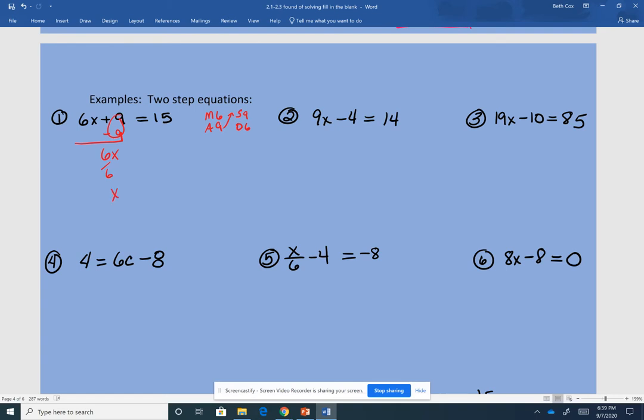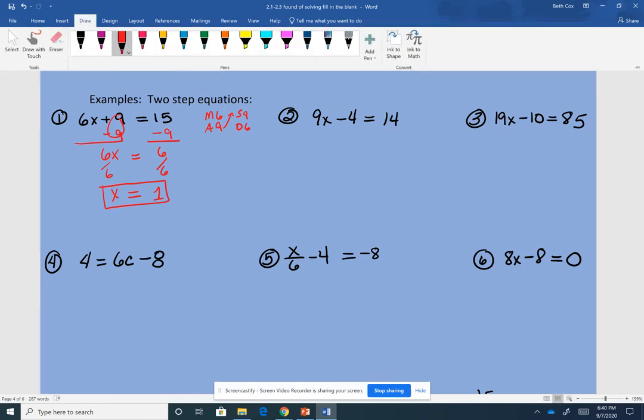But remember, what I do to one side, I also have to do to the other side. So when I subtract 9 on both sides, there we go, and 15 minus 9 is 6. And then I'm going to divide by 6, and 6 divided by 6 is 1. And this is all equal. So my answer is x equals 1. Now, I don't always do the problem that way, but maybe you like it that way. Let's try a different one.